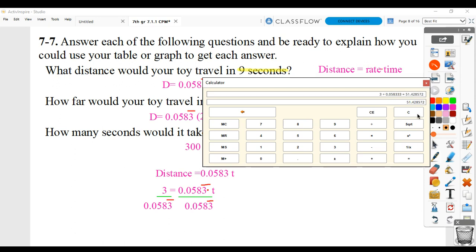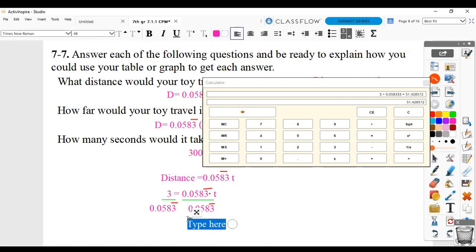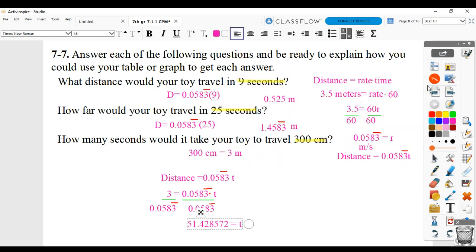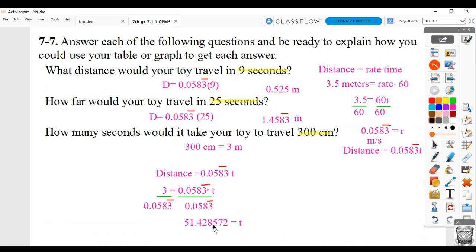And we get 51 point, and it's kind of an ugly decimal. This is why we typically want to work with fractions, because they're a little more precise. But for today, since this calculator at least does decimals, we'll go with that. Our time would be approximately 51.5 seconds, or 51 and 428,572 millionths. All right, and again, that's in seconds because time is in seconds.